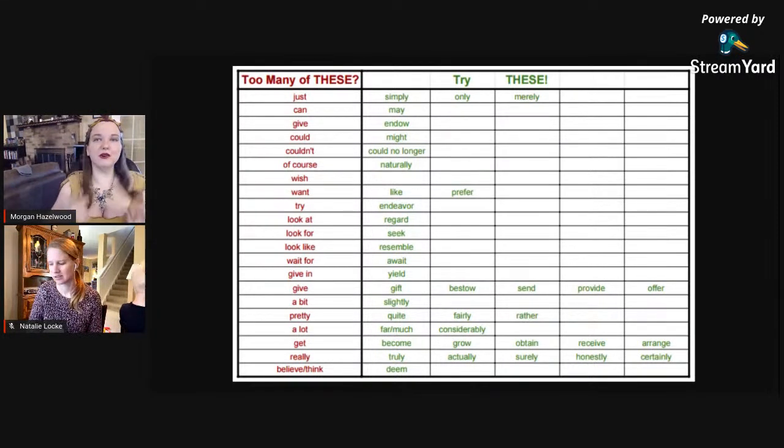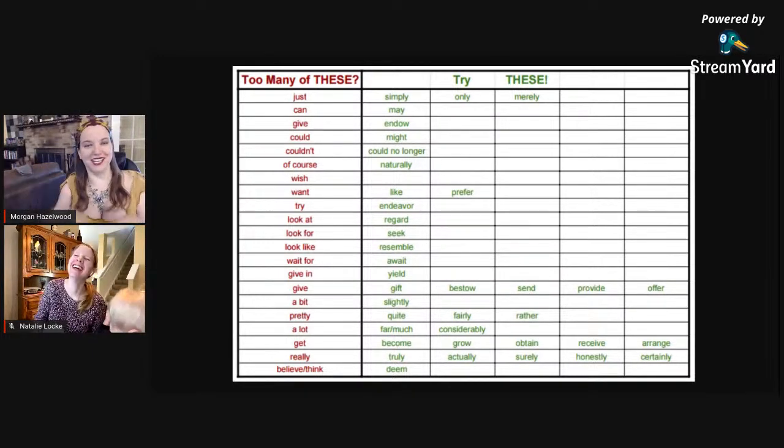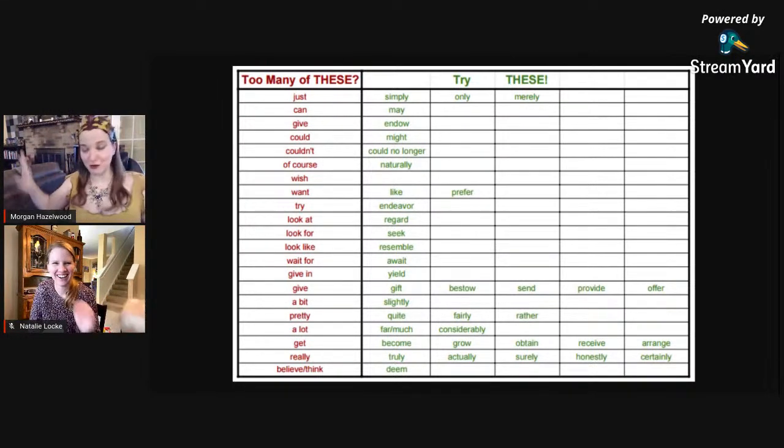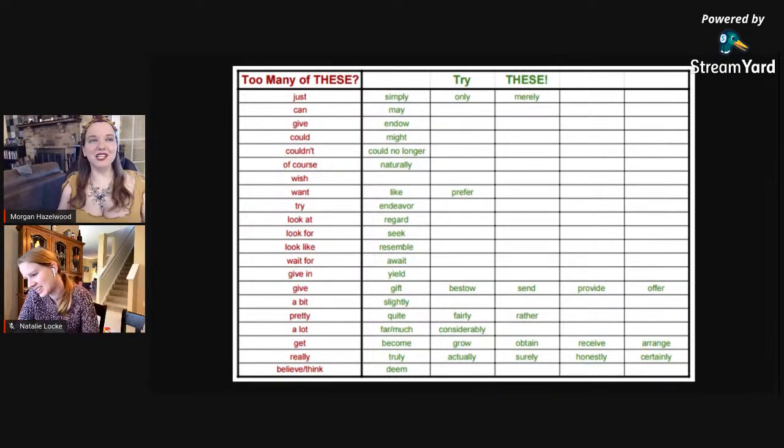Other things you're going to want to avoid are things like okay, totally, for sure. Okay, you're not a valley girl, probably. If you are, more power to you. But you definitely want to try to avoid those.